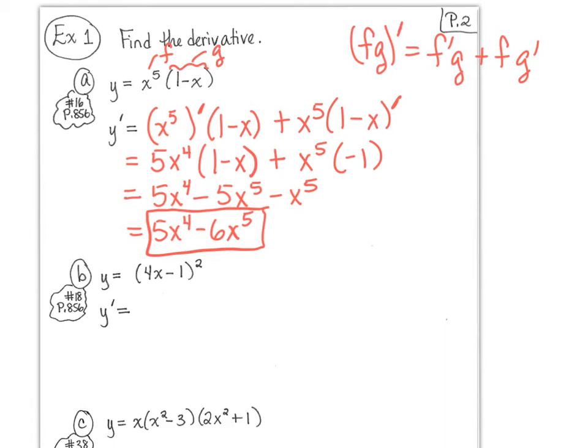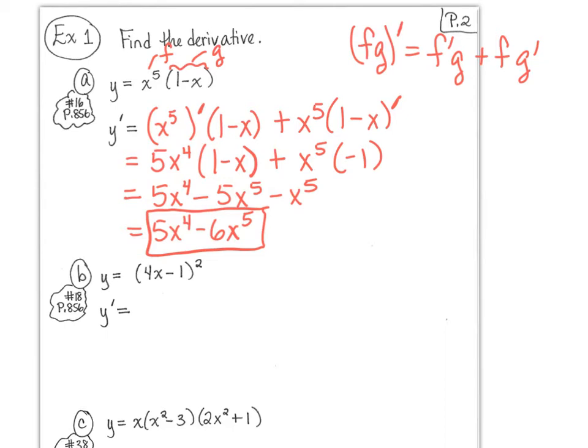Now, in part B, we have y is equal to the quantity 4x minus 1, squared. The way it's set up, we don't know how to differentiate this kind of function yet. In the next section we're going to learn a rule called the chain rule that will allow us to differentiate this function as it is set up. But since we haven't gone over that rule yet, what can you do? Yes? You can do the quantity 4x minus 1 times the quantity 4x minus 1.